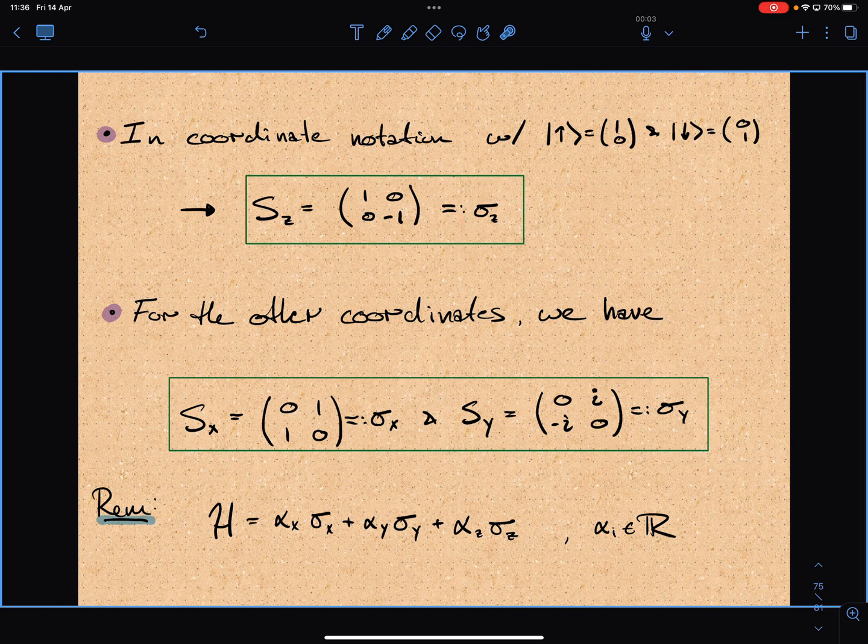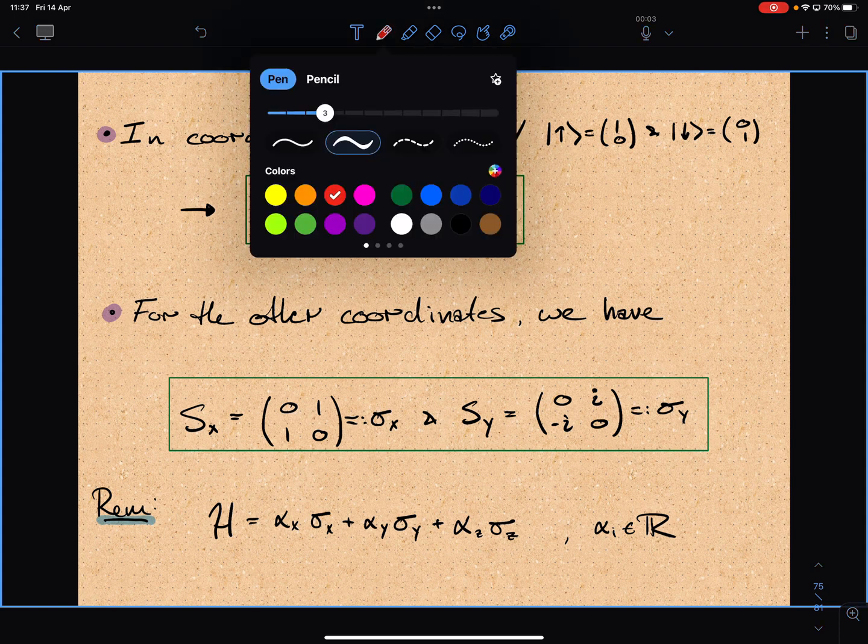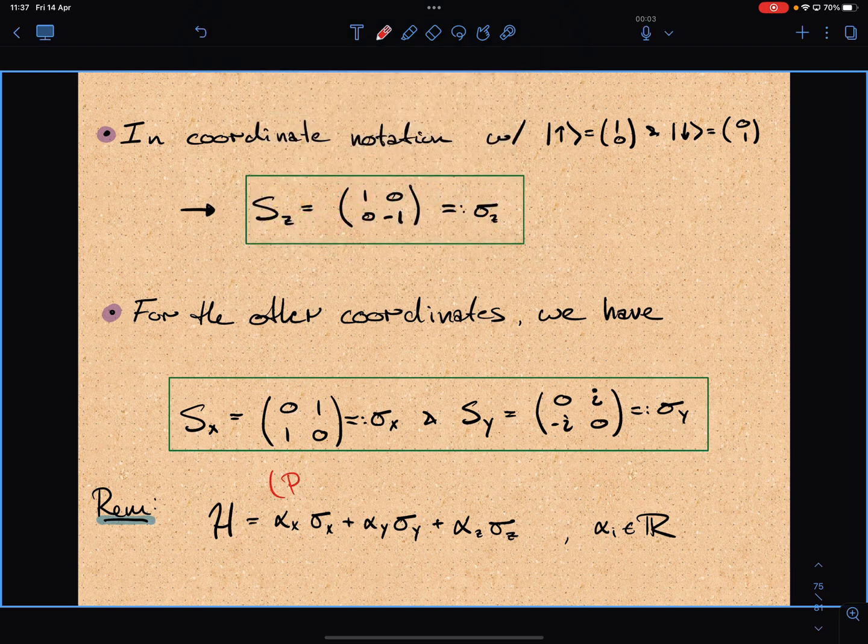And for the other coordinates, we have similar operators that correspond to measuring the spins in the different directions. This is going to be [[0, 1], [1, 0]]. This is [[0, -i], [i, 0]]. And they are denoted sigma x, sigma y. Sigma x, sigma y, sigma z are called Pauli matrices. They're called Pauli matrices.